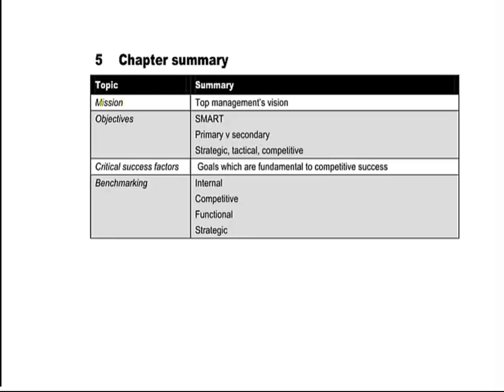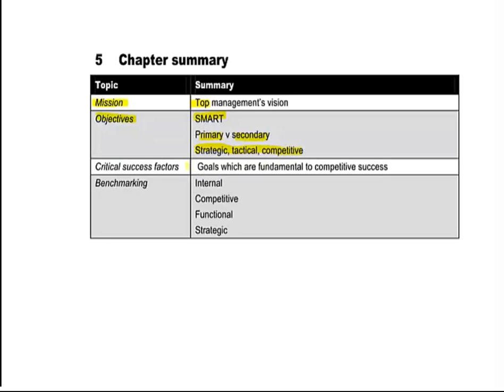Just a short summary here for this chapter then. So the mission then is the top objective, the vision of top management, sometimes known as the raison d'etre, the reason for being. Objectives then help to achieve that mission, and those should be SMART: specific, measurable, attainable, relevant, and time-bound. We talked about different types of objectives then, so primary and then the secondary objectives which help to achieve that overall goal, and also at different levels within the organisation.